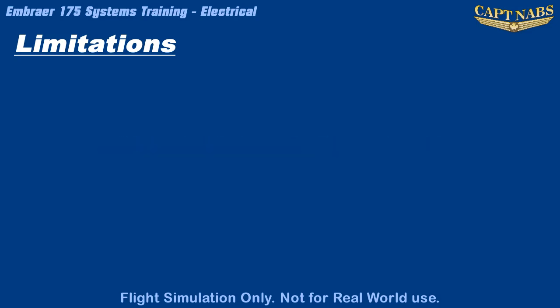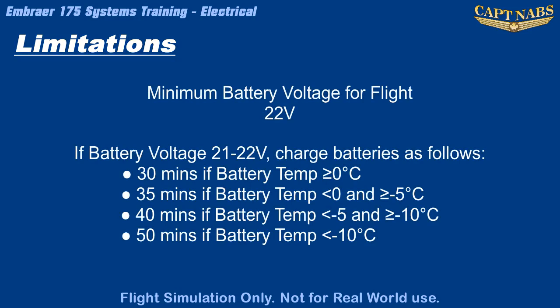One other important limitation is that prior to departure, the battery voltage must be above 22 volts. If, upon power-up, the batteries are not at 22 volts, they must be recharged per the table indicated here. Failure to charge the batteries properly prior to departure may result in batteries that do not have a sufficient reserve of charge to power the aircraft through an electrical emergency.